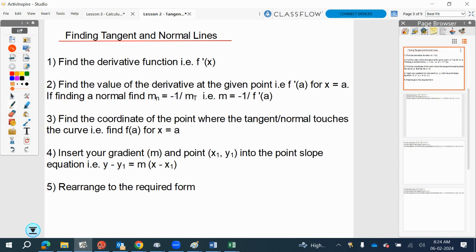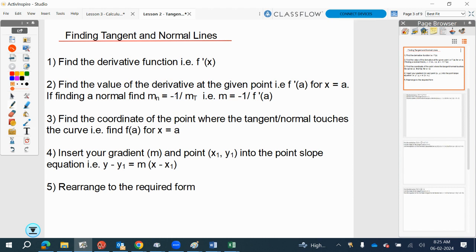Finding tangent and normal lines, we find the derivative. We can use the derivative to find the gradient of the function and the tangent at any point A, x equals A. Sir, could I take a photo of this slide? Yeah, sure. I'm recording this slide as well. It's on the video.